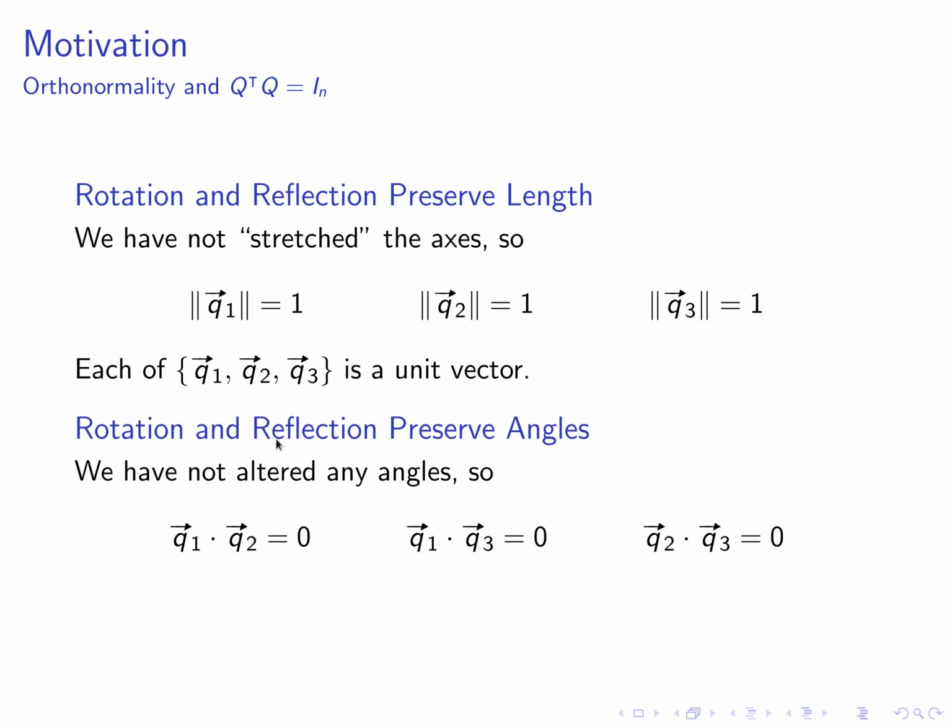Also, when we rotate or reflect, we're not changing the angles between these vectors. So we haven't altered the angles between the standard basis when we reflect or rotate. So the new Q1, Q2, Q3 are also mutually orthogonal. If we took the dot product of Q1 and Q2, we would expect to get 0. If we take the dot product of Q1 with Q3, we expect to get 0. And if we take the dot product of Q2 with Q3, we would expect to get 0. So all of this is to say that after a rotation or a reflection, because the original E1, E2, E3 dot to 0 pairwise, each of the vectors Q1, Q2, Q3 dot to 0 pairwise.